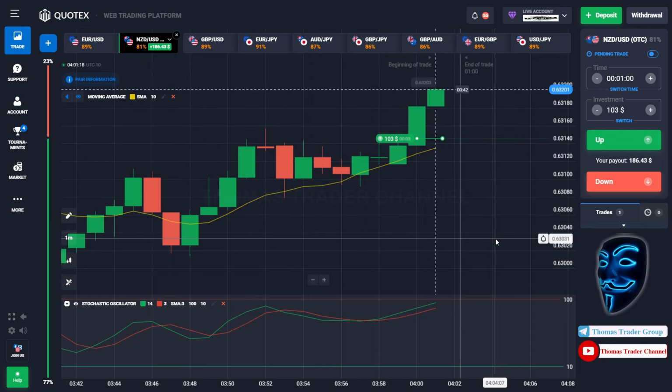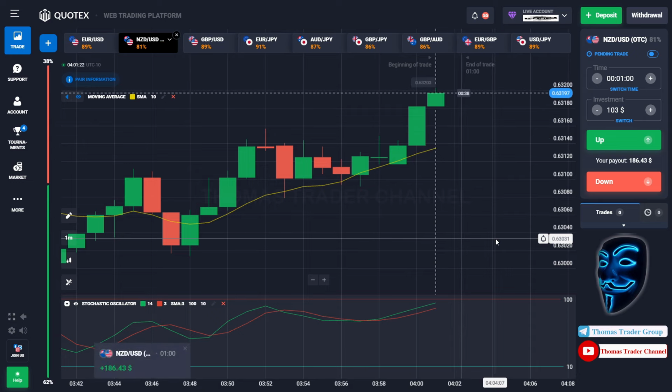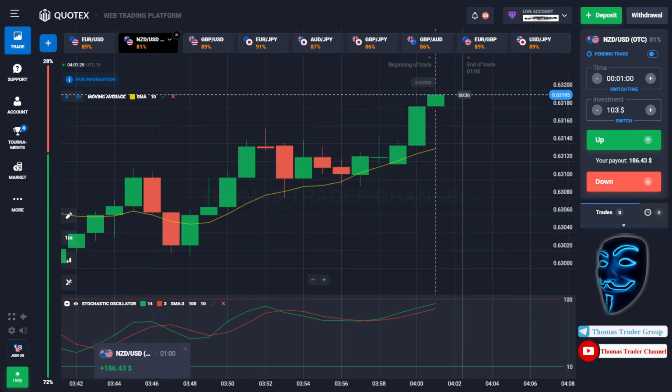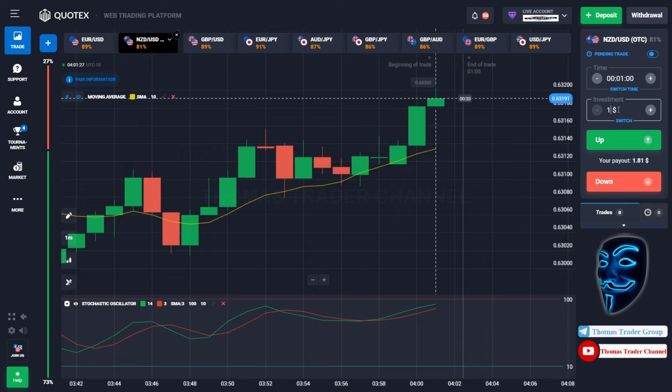We made a right prediction over here. We made a profit of $186. Let's change our investment into $186. Over here, we still can open buy for 1 minute.